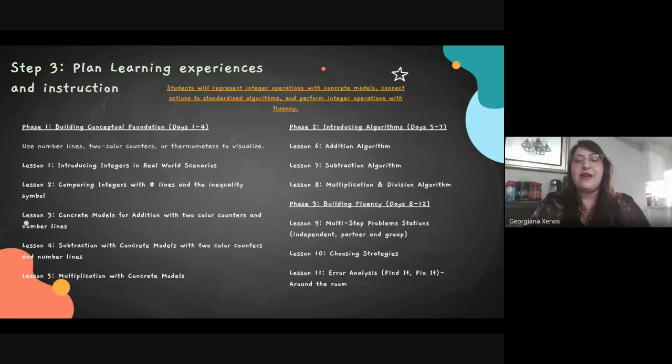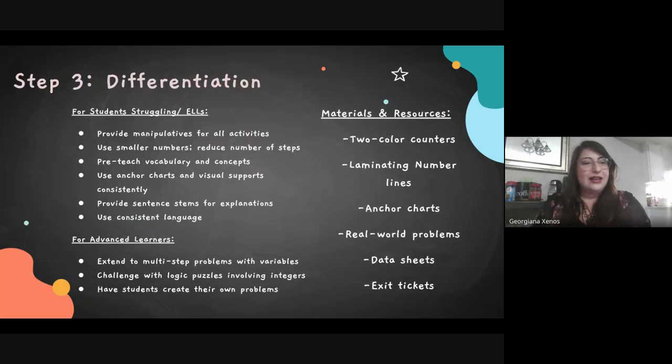And then lesson 11 is going to be error analysis. Error analysis is incredibly effective when students are often hitting a brick wall. They're easily able to look at somebody else's work and analyze, oh no, they did something wrong here. This is the error they made, and here's the correct solution. And then, of course, step 3 is differentiation, right? Moving on to really going deep into it.